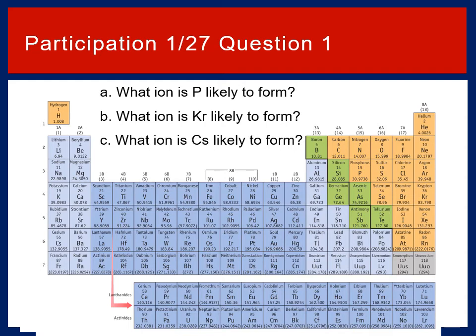This is the first question for participation 127 that is due Wednesday, January 27th at 11:55 p.m. over on Blackboard. Link to the assignment is right below the links to these videos. Again, what ion is P likely to form, what ion is Kr likely to form, and what ion is Cs likely to form? You're going to want to use the periodic table that's here to help answer that question.